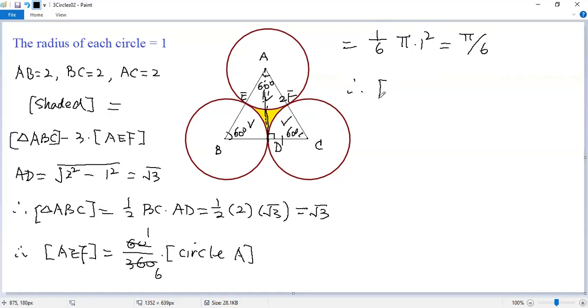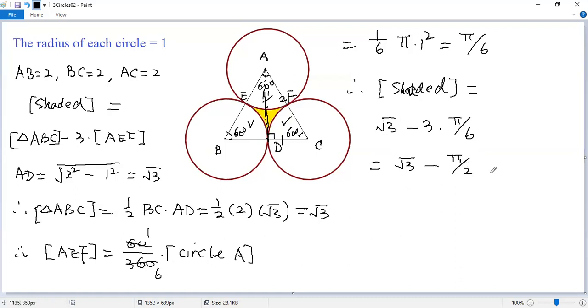So the area of the shaded region equals the area of the triangle ABC, which is square root of 3, minus 3 times the area of the sector A here, which is pi over 6. So we get square root of 3 minus pi over 2. That is the final answer.